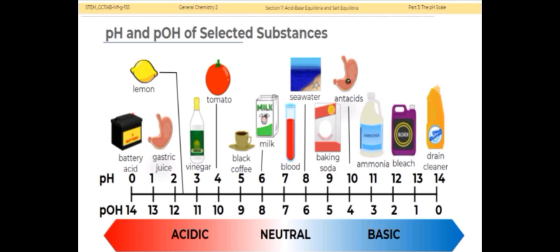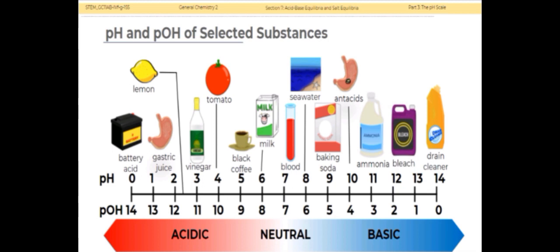Shown are the pH and pOH values of various substances. In the spectrum, battery acid, a sulfuric acid solution, is the most acidic. Gastric juice consists of hydrochloric acid. Lemon has citric acid and vinegar is dilute acetic acid.